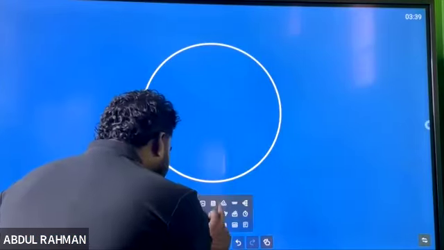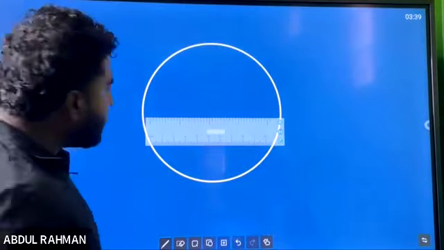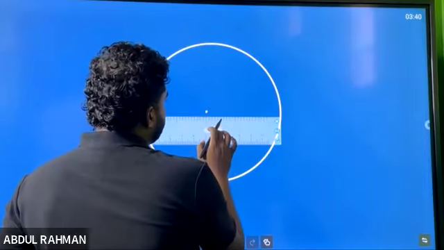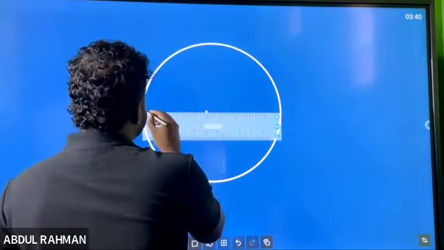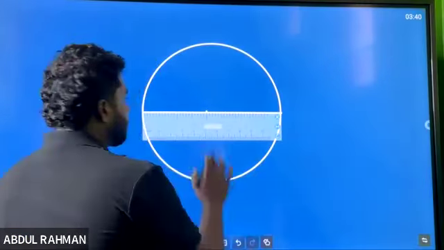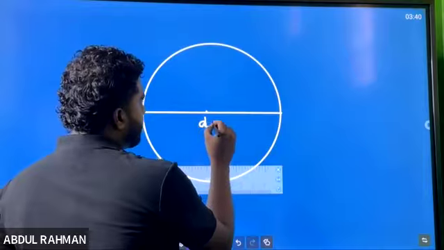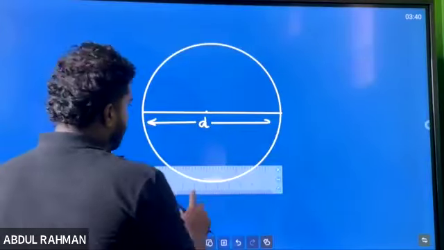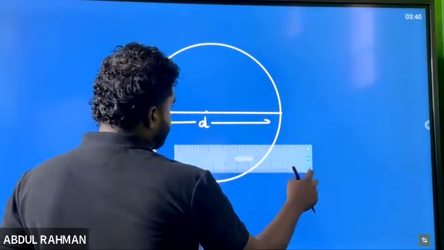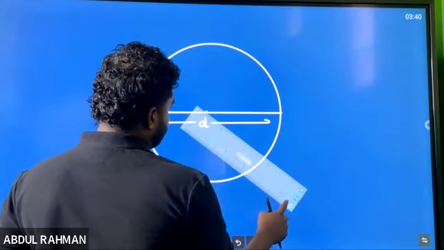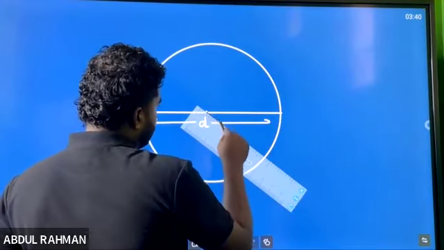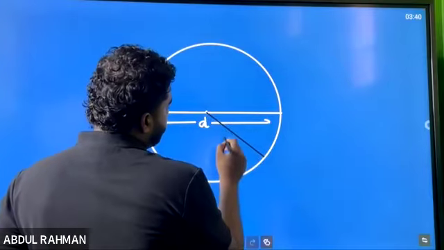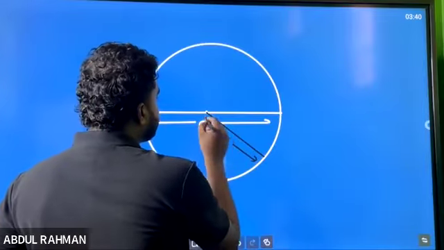If I take a ruler, I can measure the diameter. Let's say this is the center. From the center, I draw a line. This is the diameter. I'm marking it as D. This whole part is D. Then I'm marking a radius with a different color. This part is the radius.